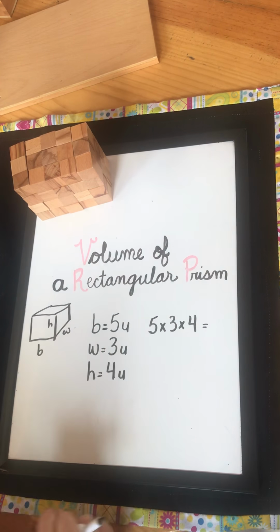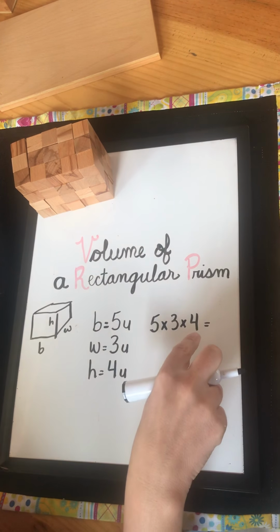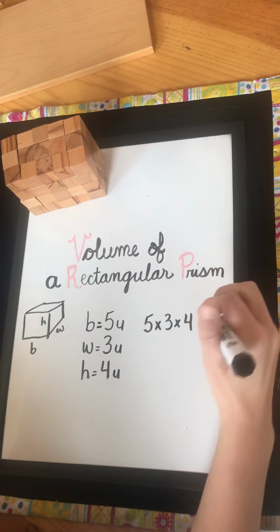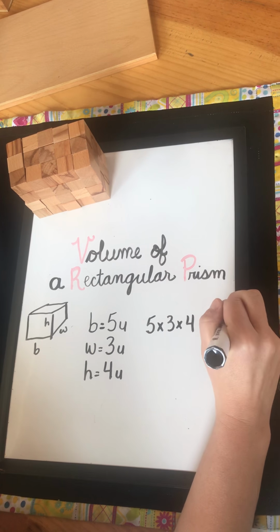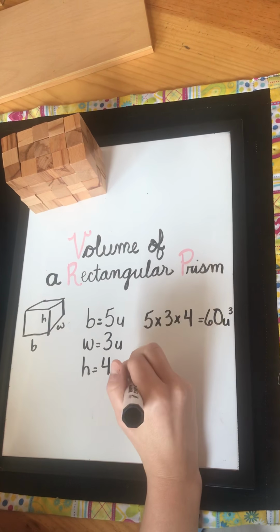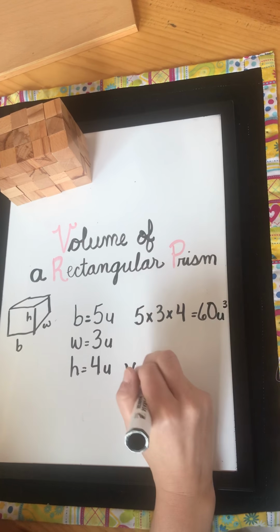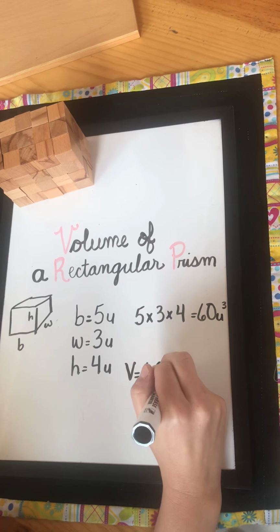5 times 3 is 15, and 15 times 4 is 60. So that would give us 60 cube units. Okay, so the volume is 60 cube units.